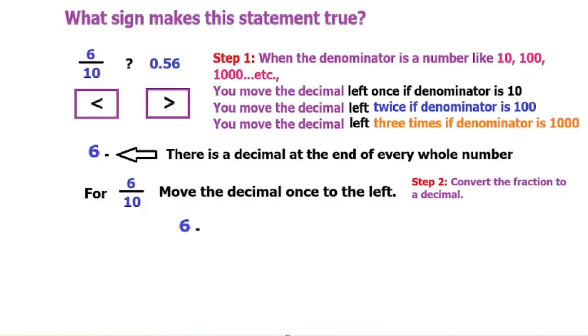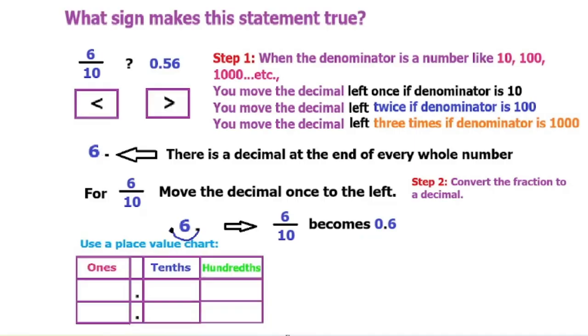So if we have 0.6, we're going to move the decimal over. So it would look like this. We've moved it once, so now our decimal shows up here. And let me make that decimal black. And so it'll become 0.6. That's going to be what 6 over 10 becomes as a decimal. 6 over 10 becomes 0.6.